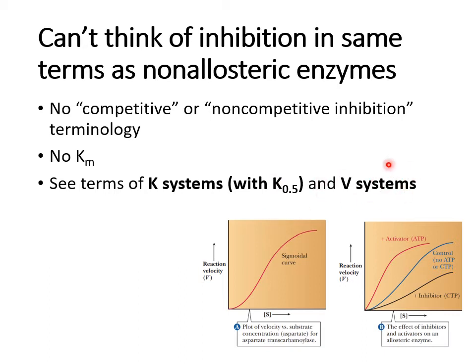V systems are combinations in which the allosteric enzymes and the inhibitors or the activators, when present, will change the maximal velocity of the enzyme, but not the substrate level that yields 1/2 of Vmax.